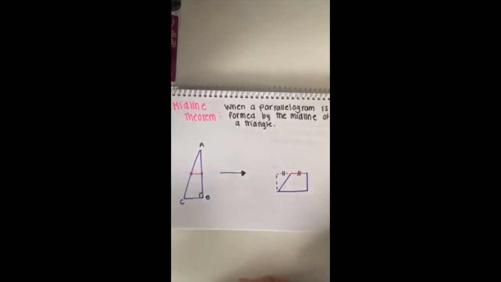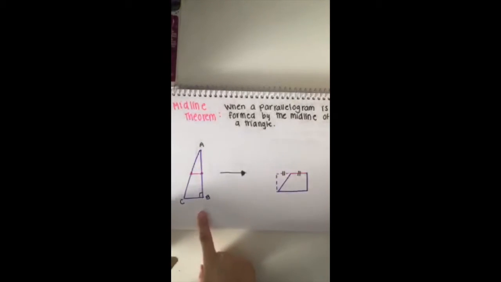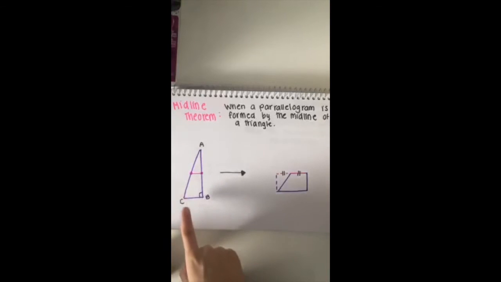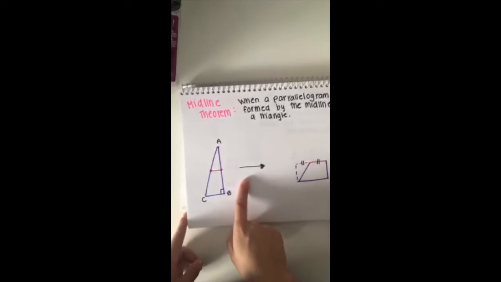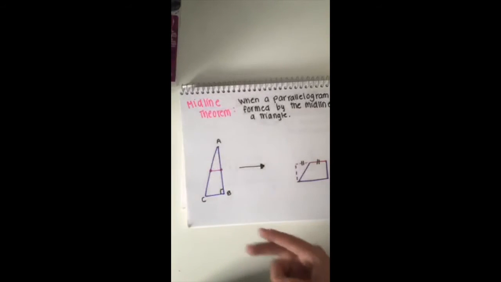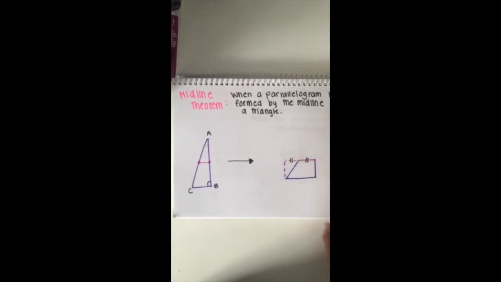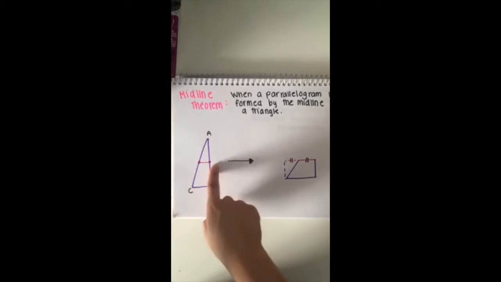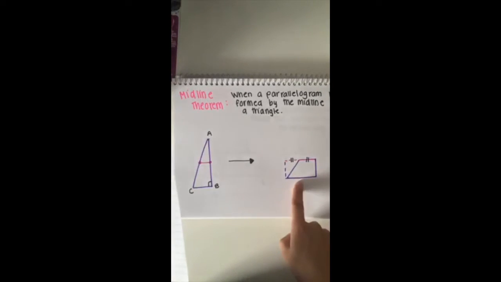So the midline theorem. The midline theorem is when a parallelogram is formed by the midline of a triangle that could form another parallelogram. So let's take this triangle right here. You take their midpoints and connect them together to make a midline. And let's say you cut that triangle with scissors and connect it onto the bottom side of the triangle. And it will turn out like this.